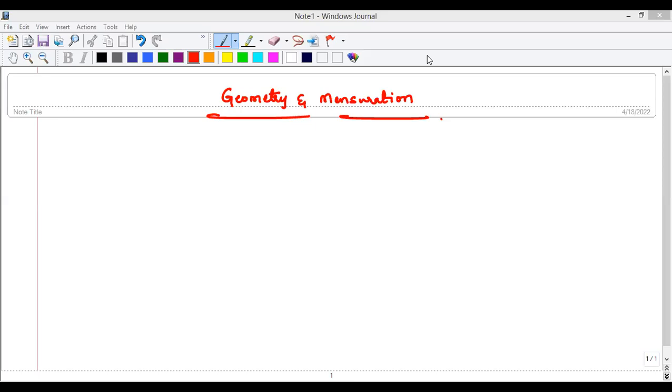So we're going to start geometry and mensuration. See here. First, we start with a point. If you just extend it in one direction, you call it a ray. If you extend them in both the directions, it goes on like that. You call it a line.